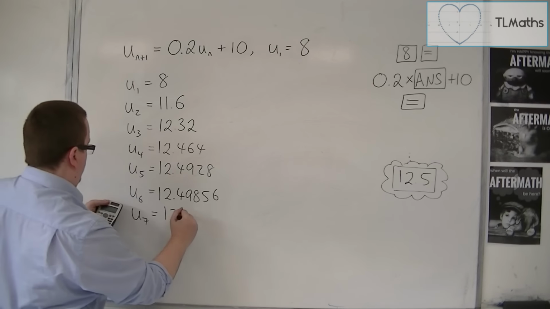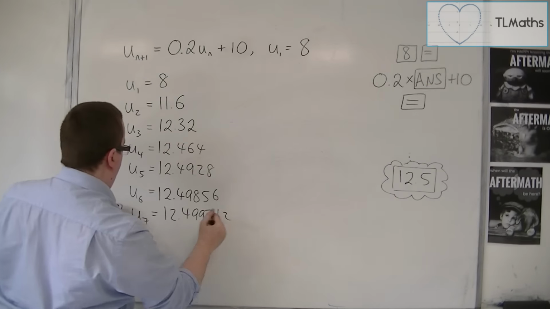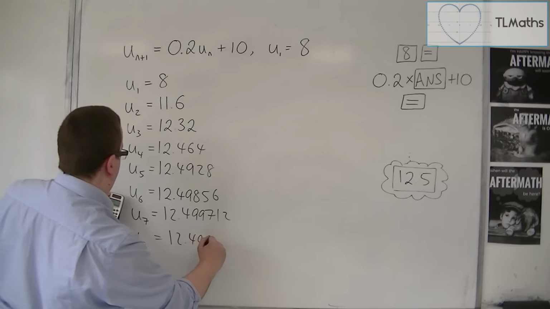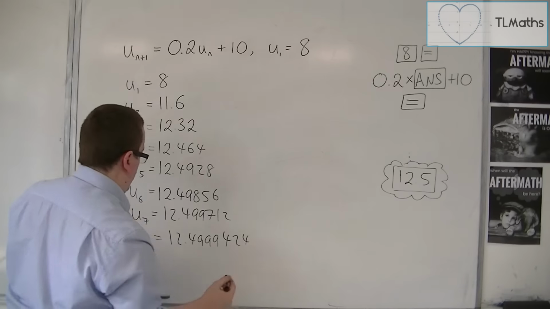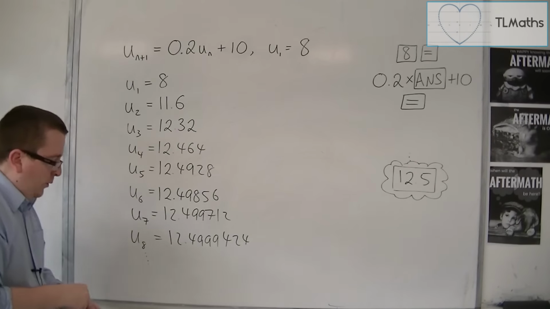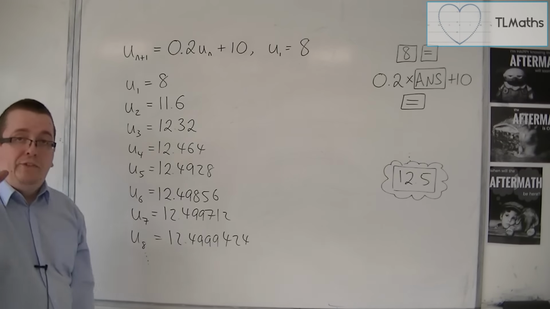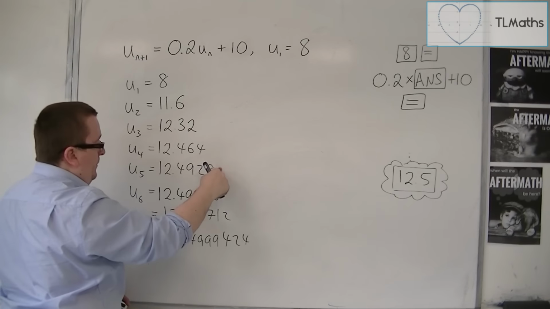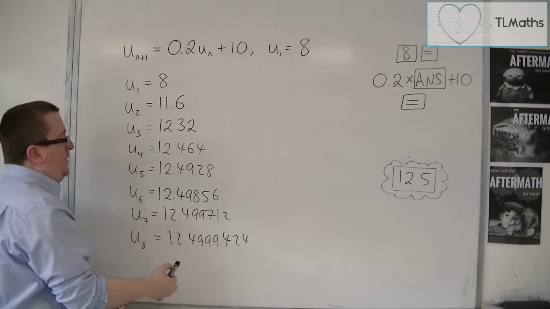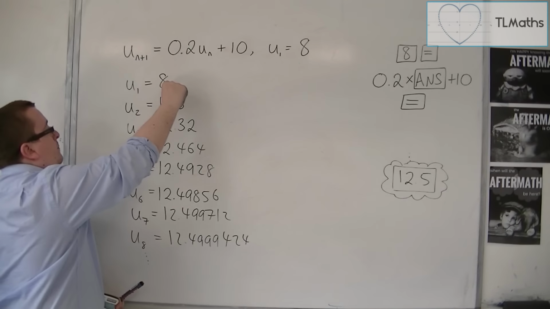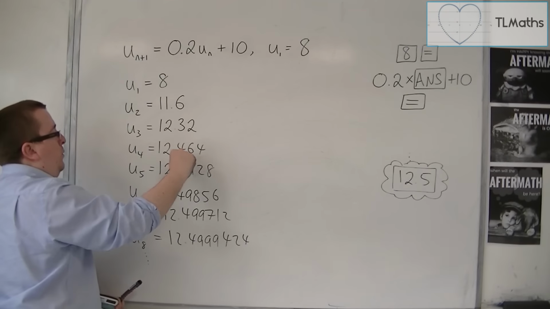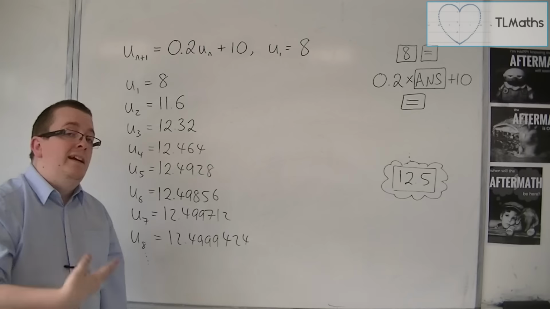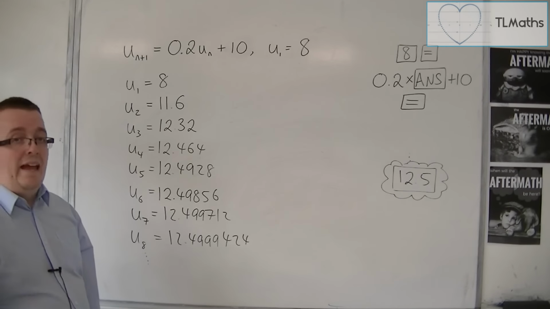Let's go a couple more. So u_7 is 12.499712, and u_8 is 12.4999424. Okay, so I'll leave it there. What we can see is that as we go through this sequence, the gaps between these numbers are getting smaller and smaller and smaller. So effectively the numbers are getting closer and closer together.